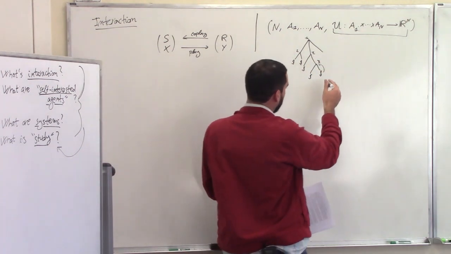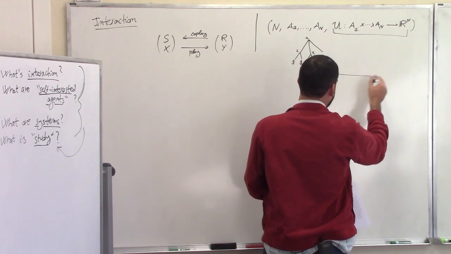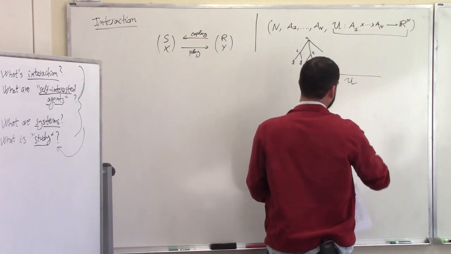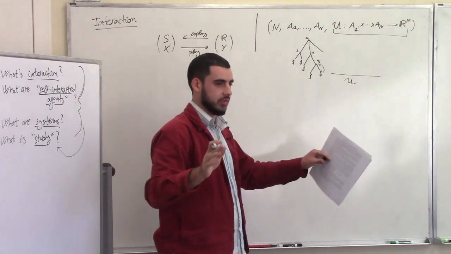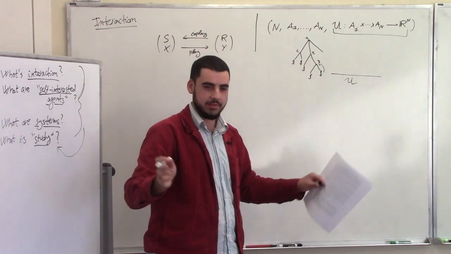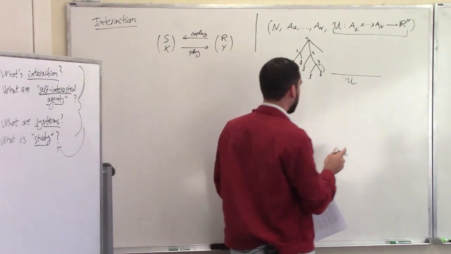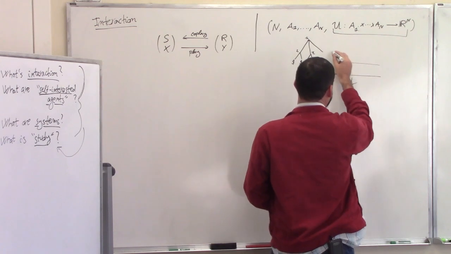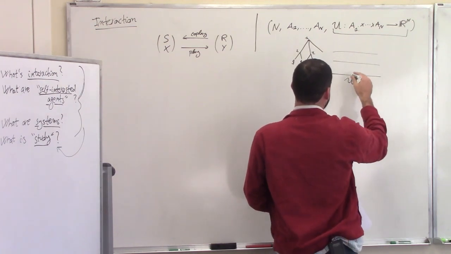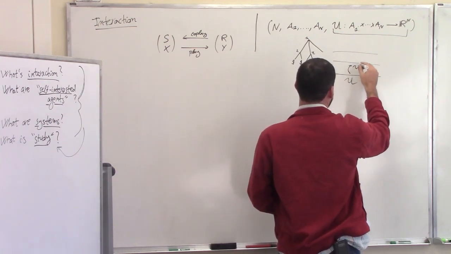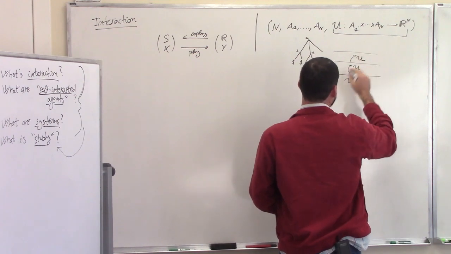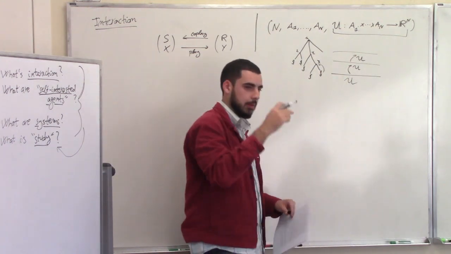What I'm trying to say is that you can think of the utility as the end point of the game. When the game ends, utilities are given. And then whatever dynamics happens at each stage of the game, the effect is simply that of lifting the payoff function one level up. Okay.